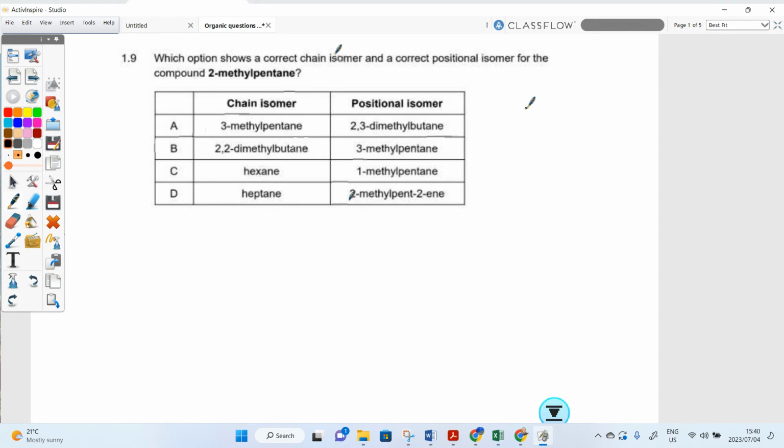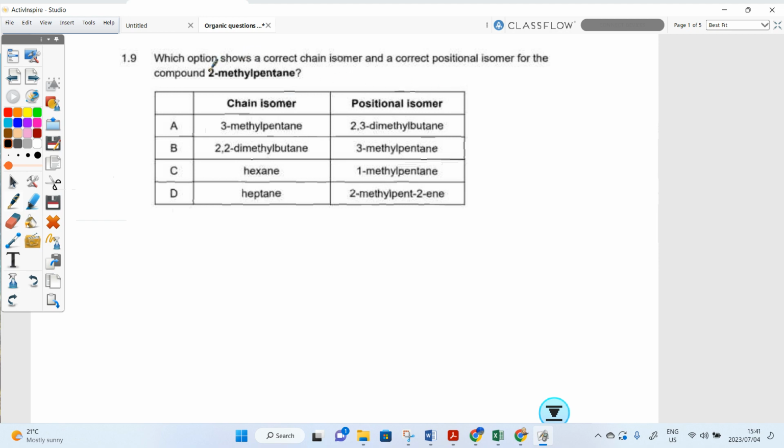So that means if it's C5H10, the next one must also be C5H10. But you could draw it differently. You could have a branch, or you can move the double bond. This question is actually very important. So you now have to see, okay, is it a chain isomer or a positional isomer?